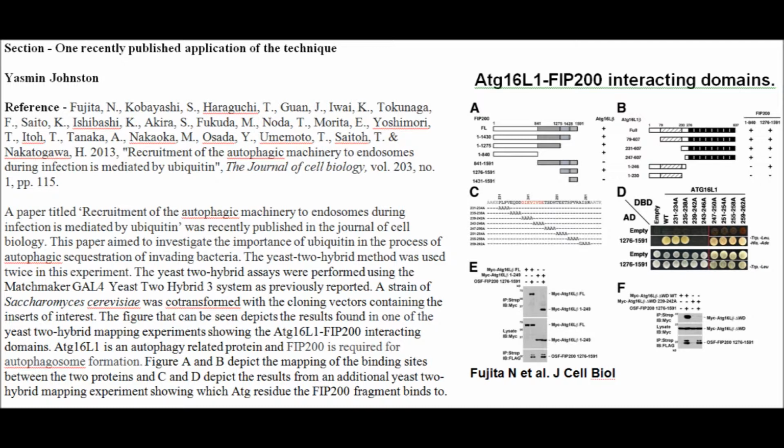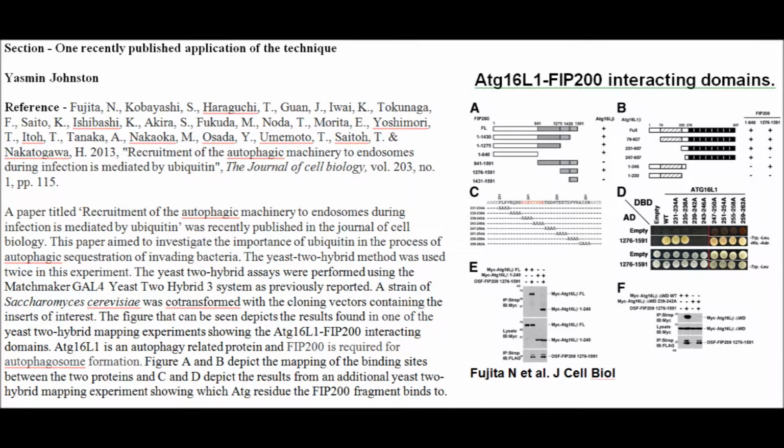The yeast-2 hybrid assays were performed using the Matchmaker GAL4 yeast-2 hybrid 3 system as previously reported. A strain of Saccharomyces cerevisiae was co-transformed with the cloning vectors containing the inserts of interest. The figure that can be seen depicts the results found in one of the yeast-2 hybrid mapping experiments showing the ATG16L1 FIP200 interacting domains. ATG16L1 is an autophagy-related protein and FIP200 is required for autophagosome formation.